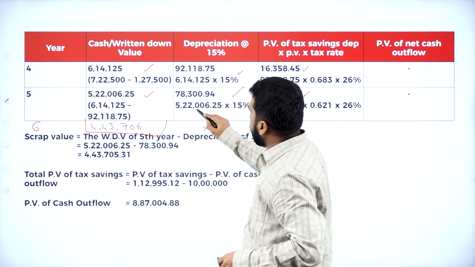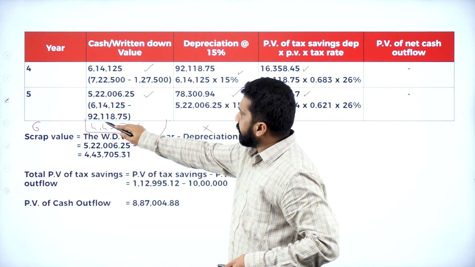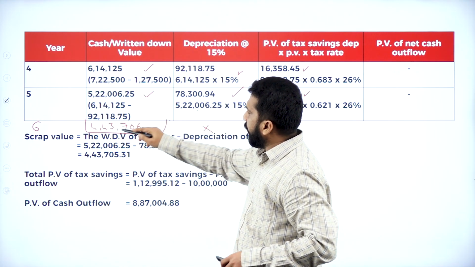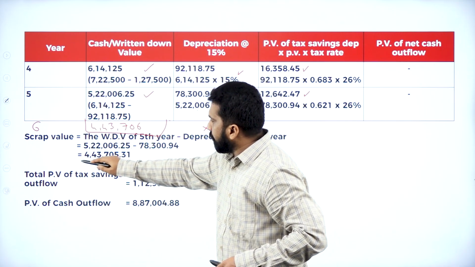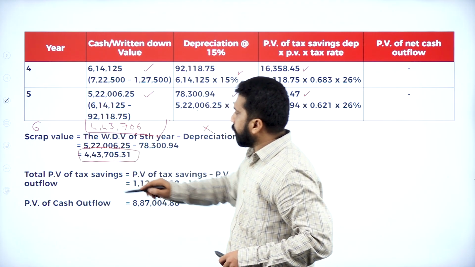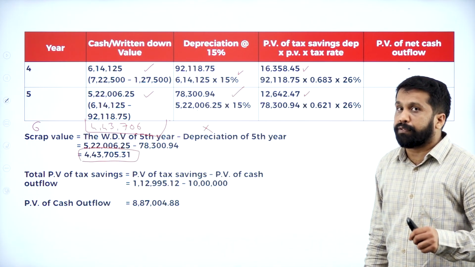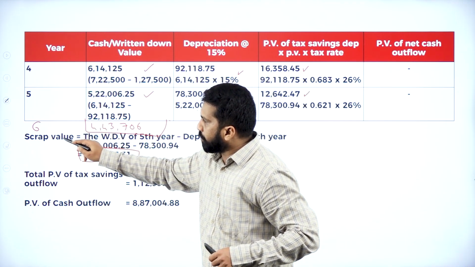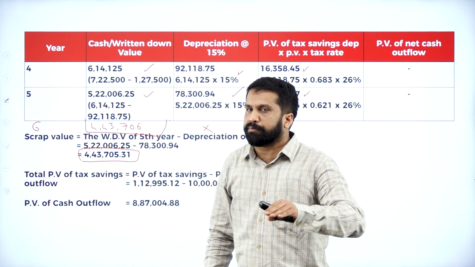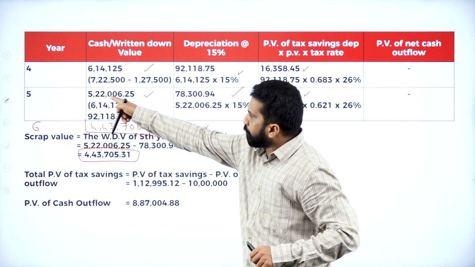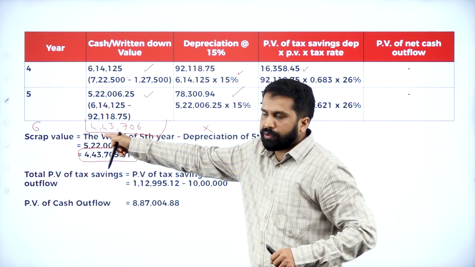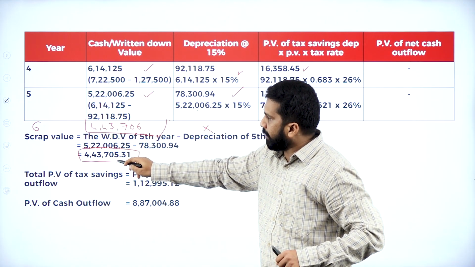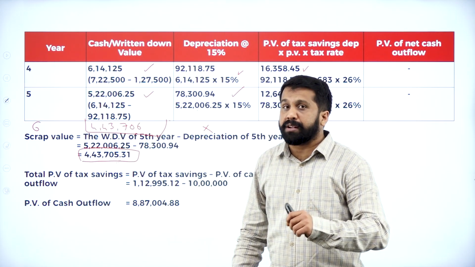5 lakh 22,006 minus 78. I have done already here. So your WDV is how much? 4,43,705. If you have done column number 6, this working note is not required. Why? Because I have already done 522 minus 78, 4,43. This same 4,43 they have done separately.